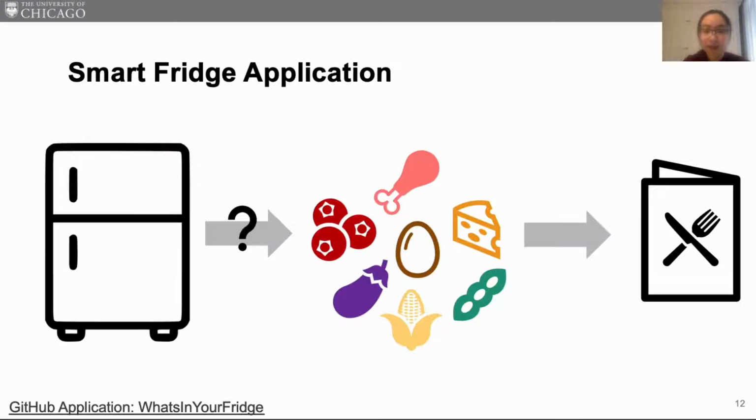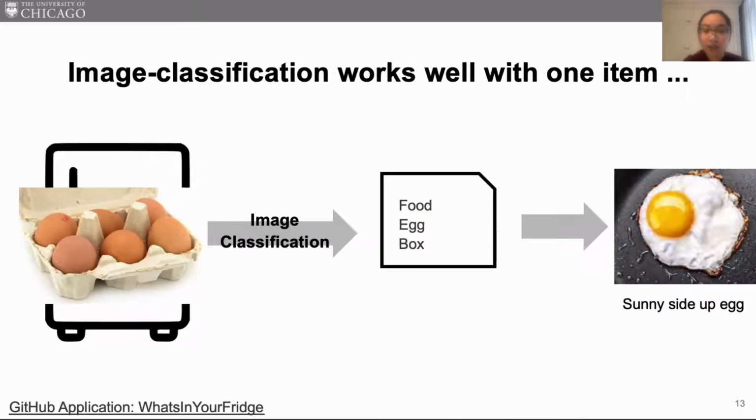Let's look at a concrete example. What's in your fridge is a smart fridge application. It takes a photo from inside the fridge, uses an ML API to process the photo, and recommends a recipe based on it. The API used to process the image is Google image classification. Is this the right API to use? If we test it with this photo, the API will output food, egg, and box, and a meaningful recipe will be returned by the application. It looks good.